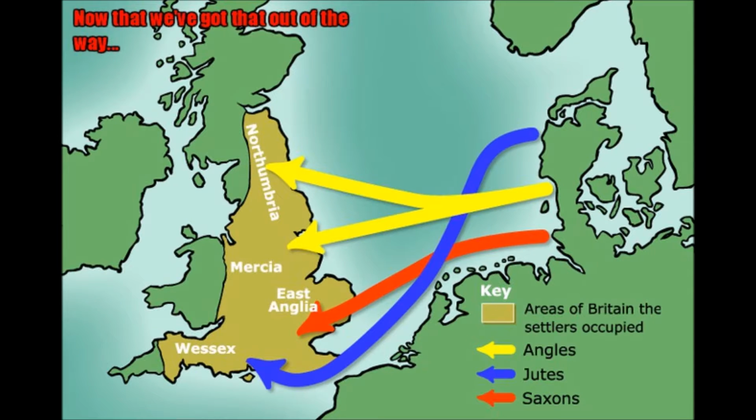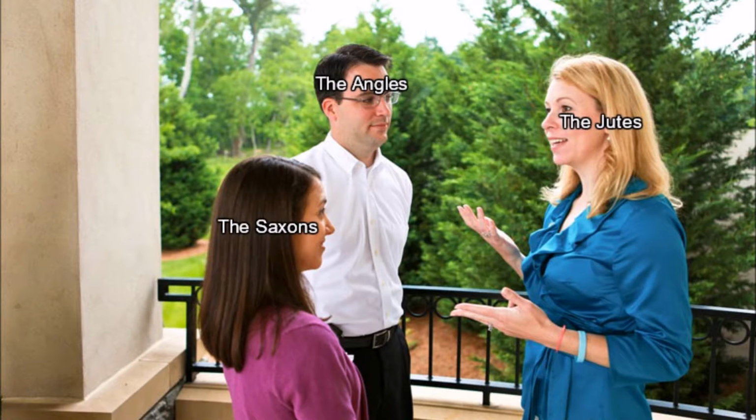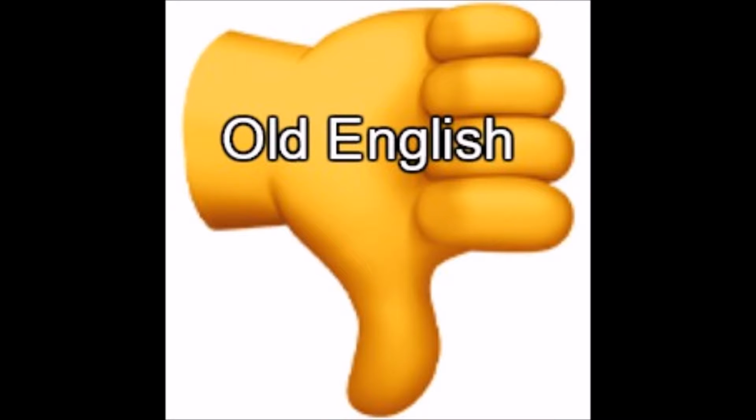The invading tribes and the native people did not get along, and so they fought brutally. The outcome was not good for the Celts. They lost. They suck. Over time, the language of the Angles, Saxons, and Jutes blended together to form Old English. We can't understand it. It sucks.